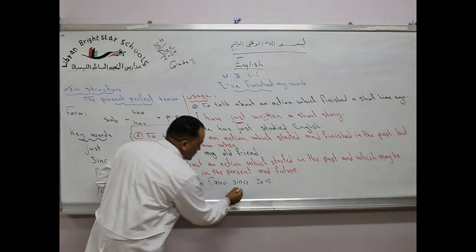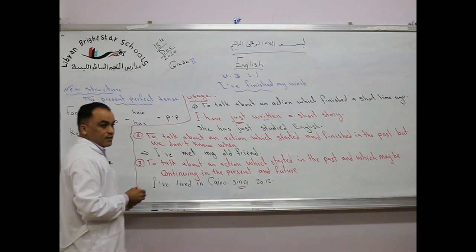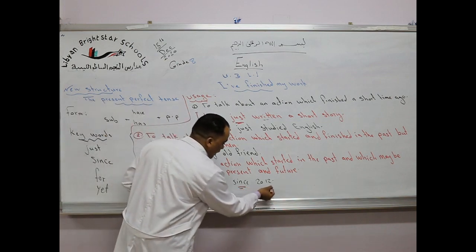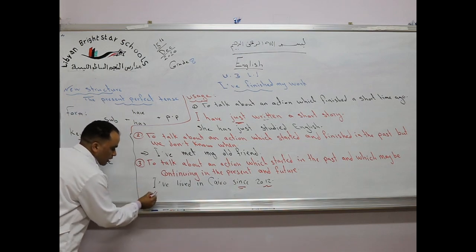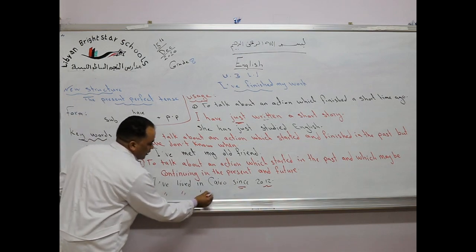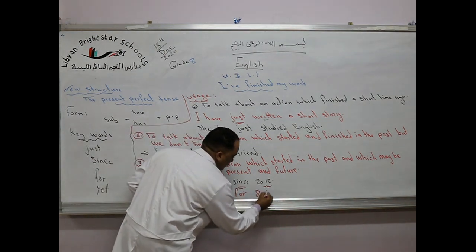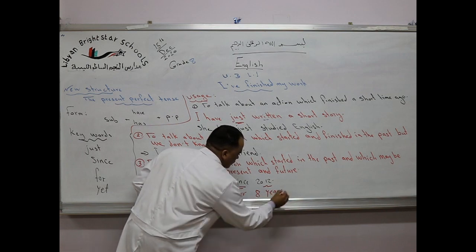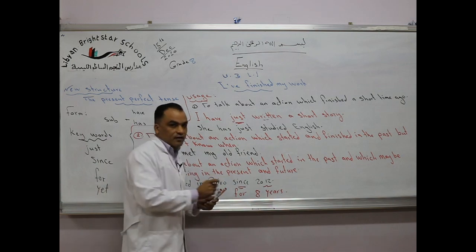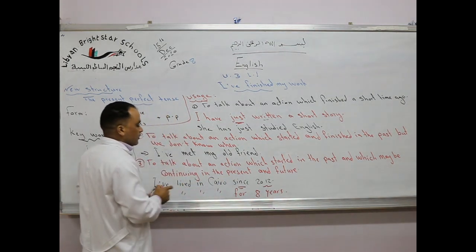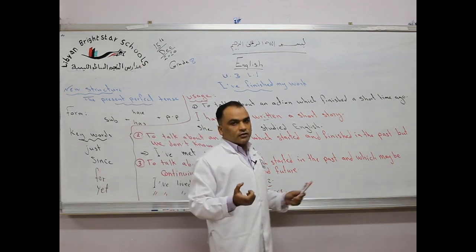And we can use for, but the difference between since and for is that since is followed by the starting point of time, 2012. We can use for: I've lived in Cairo for 8 years. So since is followed by the starting point of time, and for is followed by duration of time, the length of time that something continues. Okay?